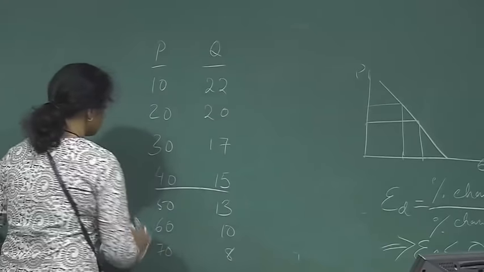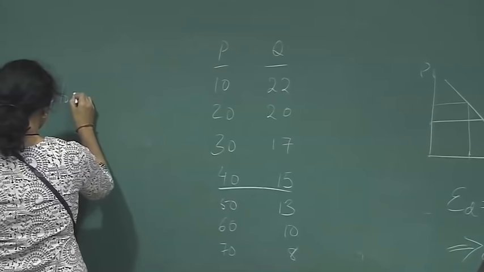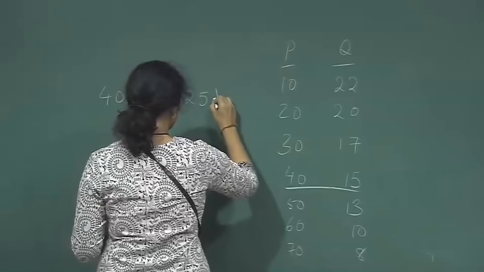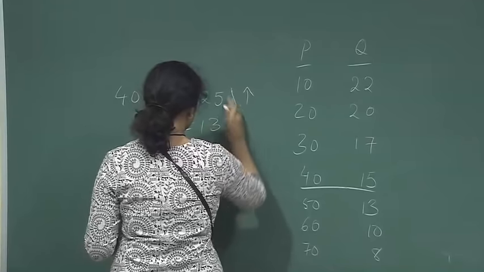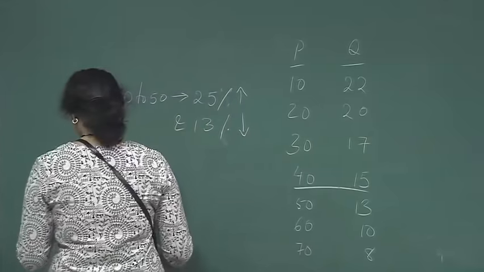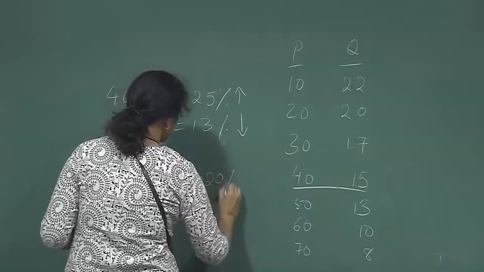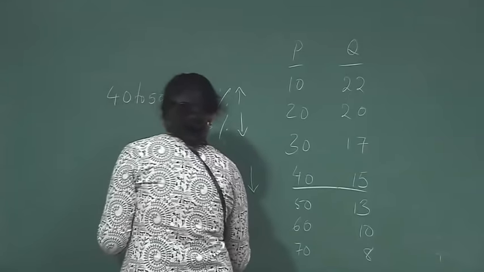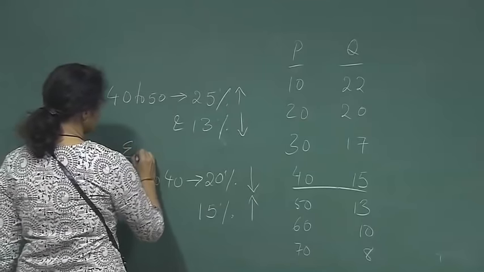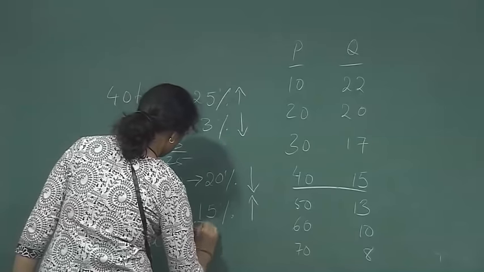let me just clean this up and write here that when I am increasing from 40 to 50, price is increasing, a 25% increase in price and a 13% fall in quantity. But when price falls from 50 to 40, this is a 20% fall in price and a 15% rise in quantity. And my elasticity of demand here is going to be 13 by 25, and here it is going to be 15 by 20.